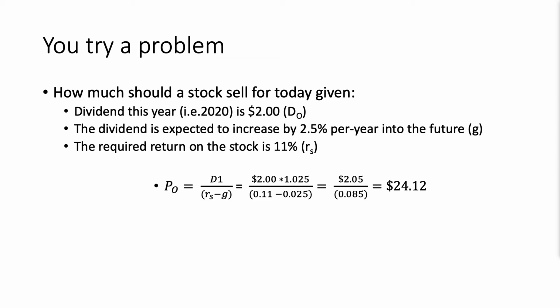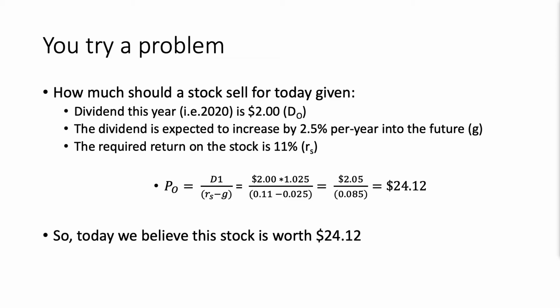$2.05 next year, 2.5% more than that the year after. That's the price that should make that dividend stream yield 11% to someone who purchased the stock for $24.12. So today, we believe this stock is worth $24.12.